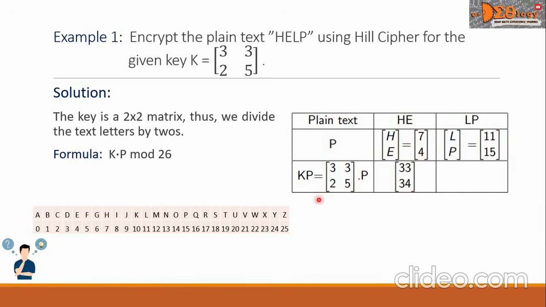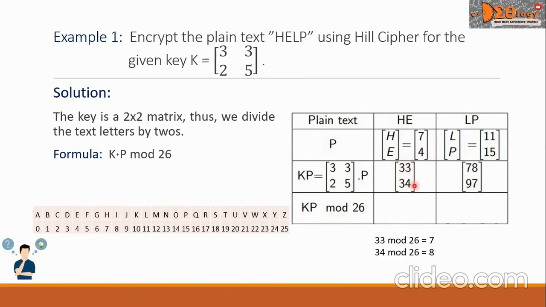For the LP, the KP will be 3 times 11 plus 3 times 15, and that is 78. Next, 2 times 11 plus 5 times 15, and that is 97. Next step will be to write now the KP mod 26.